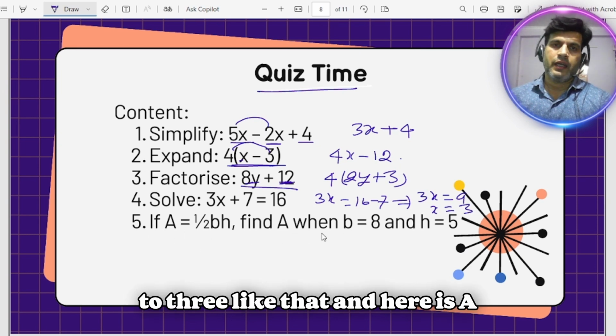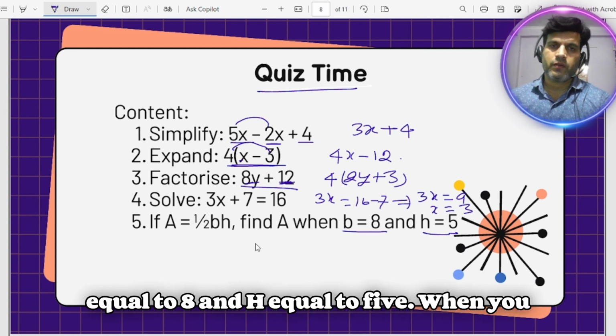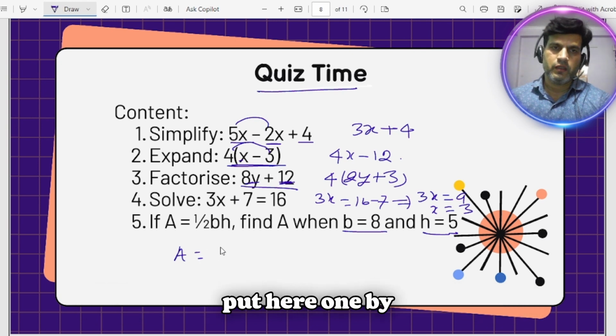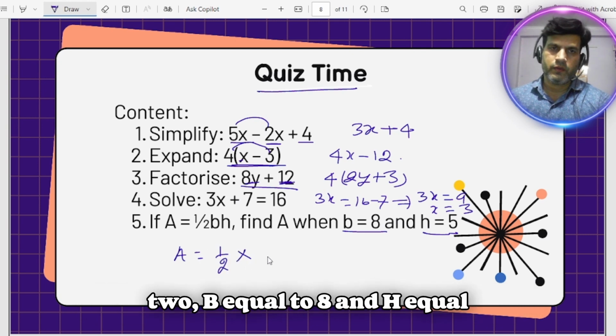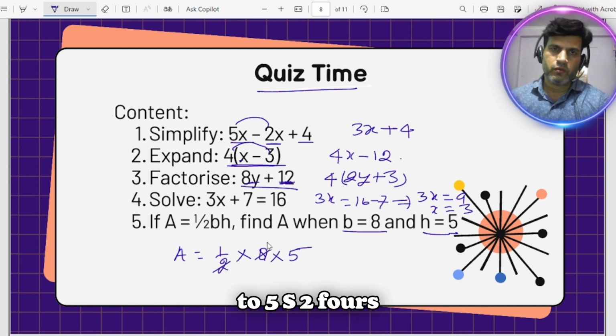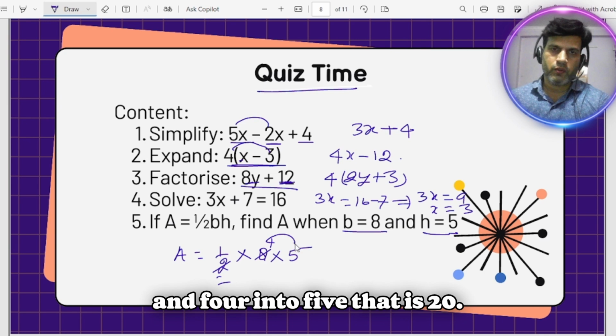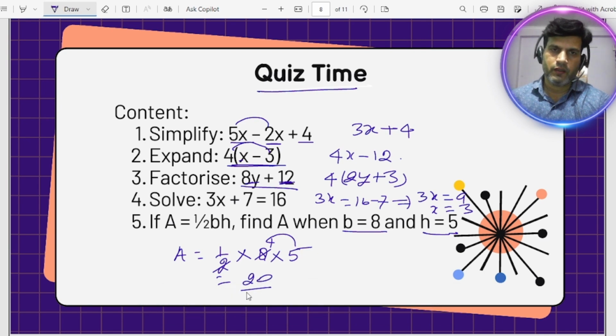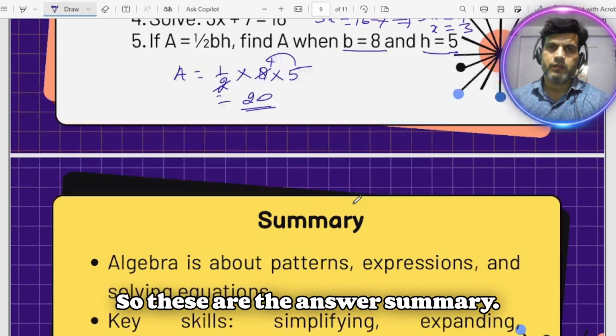Like that. And here a equals 8 and h equals 5. When you put here 1 by 2, b equals 8 and h equals 5. So 2 4, and 4 into 5, that is 20. So these are the answers.